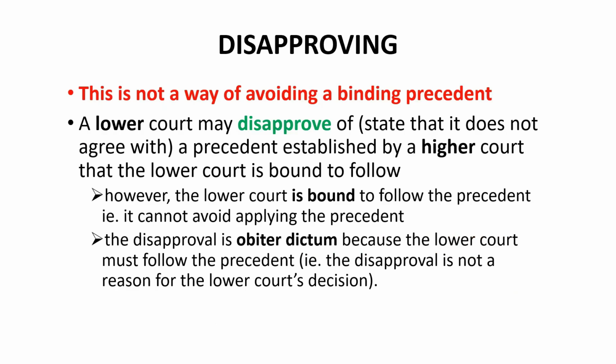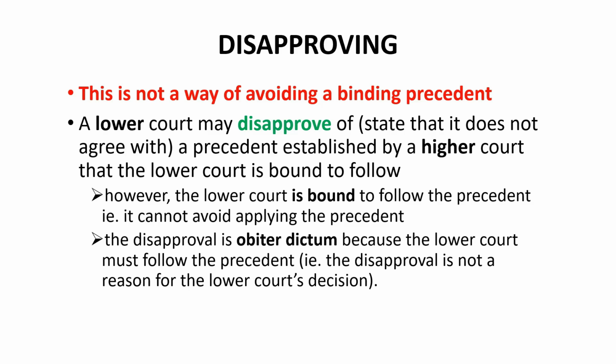This brings us to the concept of disapproving. Most importantly, disapproving is not a way in which a court can avoid a precedent that is binding on it. Disapproving occurs where a lower court states that it does not agree with a precedent established by a higher court in the same court hierarchy.